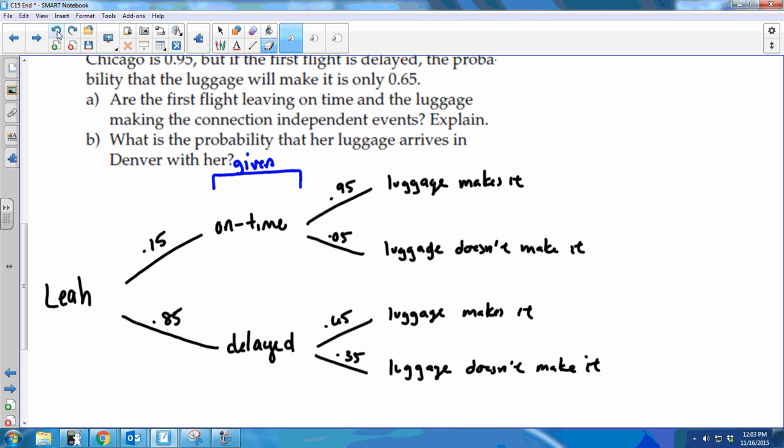Once I do that, I can start adding probabilities. If I want to know the probability that the luggage doesn't make it at all, there's two scenarios where that happens, so I can add those together. You can use a tree diagram to do a lot of things. So first of all, you don't need the formula for this.